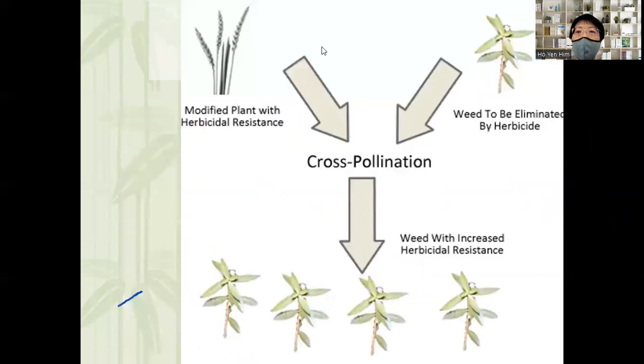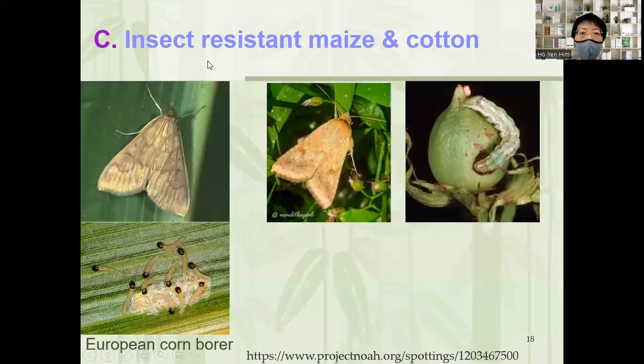the food. So this diagram actually illustrates the cross-pollination of GMO and wild species, leading to the hybrid of the wild species being contaminated with the inserted gene. Okay, so that's for this example.